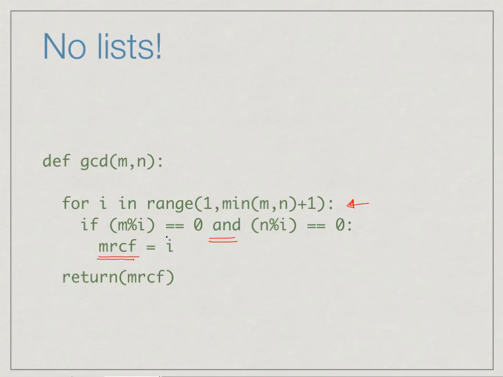Now remember that 1 will always be a common factor. So initially MRCF will be assigned the value 1. It will not be that we go through this repeated execution and never assign MRCF because the condition is never true. Since 1 is a common factor, we will at least have MRCF equal to 1. But if we find a larger common factor, the 1 will be replaced by the later common factor. So at the end of this for loop, what we end up with is the largest common factor that we found between 1 and the minimum of M and N, which is indeed the GCD of M and N.